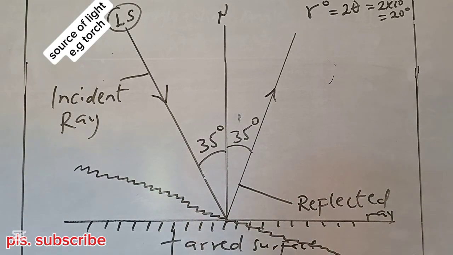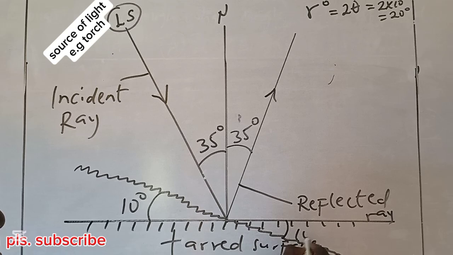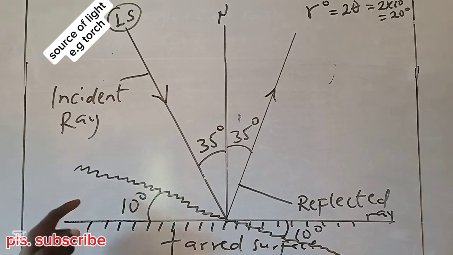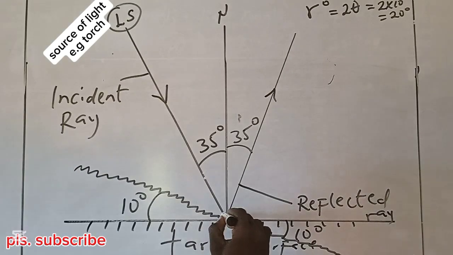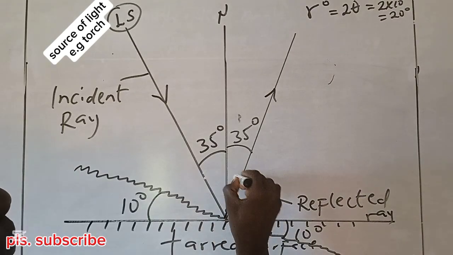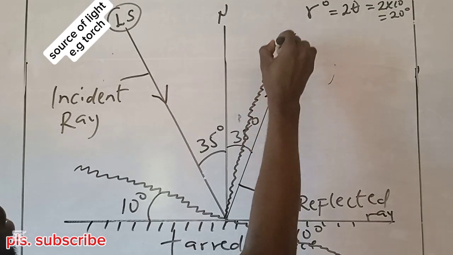This is my plane mirror. The angle of rotation from the question is 10 degrees. Here will also be 10 degrees. Vertically opposite angles are equal. Then notice, as soon as you rotate the plane mirror, the normal will also rotate. The normal will also shift. I'll have a new normal, because the normal is always targeting 90 degrees.